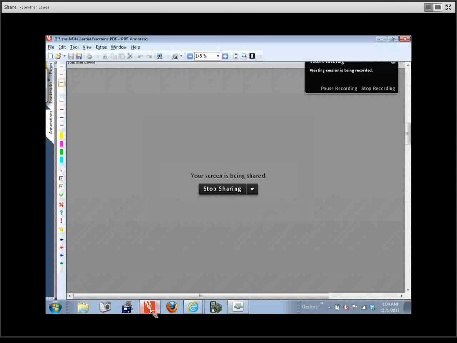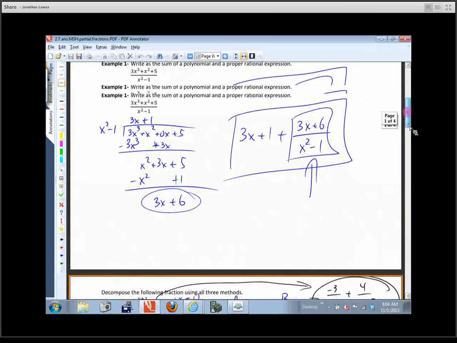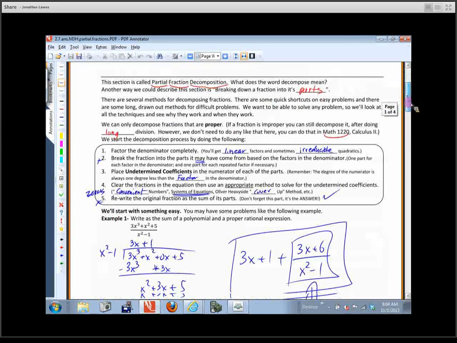Yesterday we went over partial fractions. And we went through a couple starter questions where we looked at how we normally combine fractions and how we get a common denominator and stuff like that. And then we went through the idea of partial fraction decomposition.